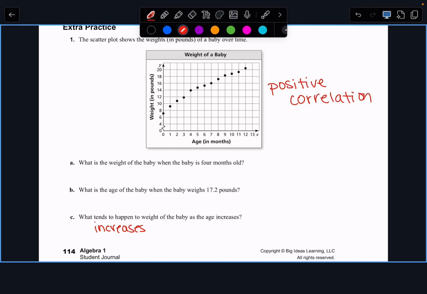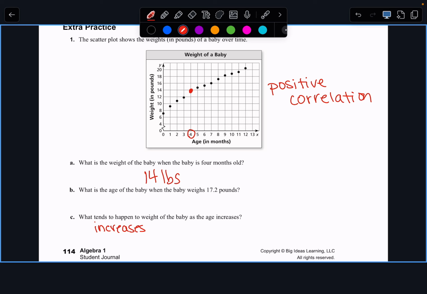What feature of our graph is that referring to? Yeah, our positive correlation, which is talking about our general idea of the slope, is how we know that our weight is increasing with age. That's basically asking you to interpret our supposed slope. Okay, now can you read a graph? What is the weight of the baby when the baby is 4 months old? It's 14. Here's 4, 14 pounds.